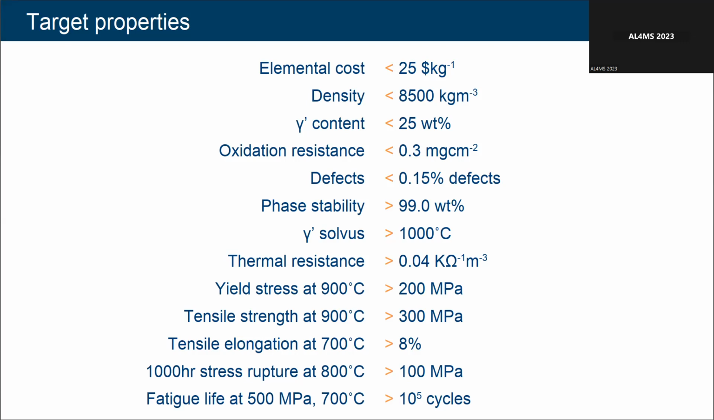And then going down, you can just about see here defects. That's the number of defects formed on 3D printing, where we need less than 0.15% of the material to be cracks, defects, pores in order that it would pass quality control. And down the bottom, we've got loads of properties about the strength of the material.